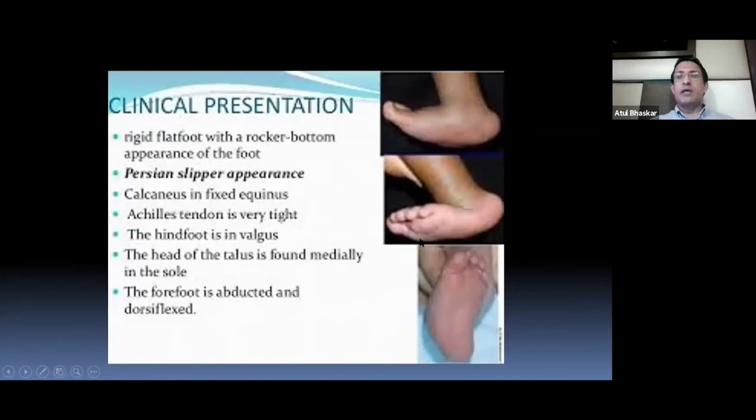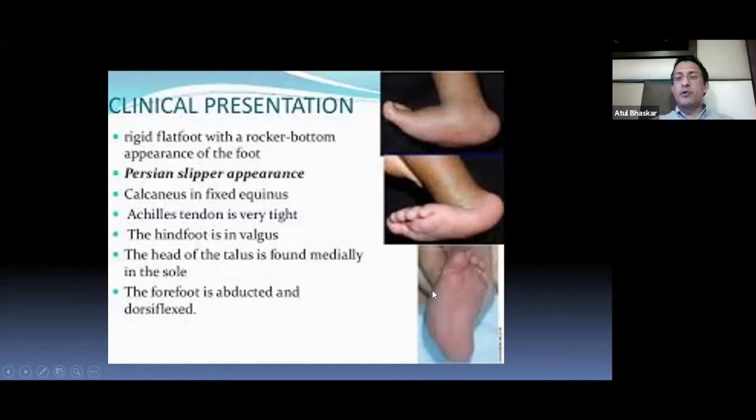Then on palpation, you look at the bony prominences. Typically you'll see that the calcaneus is in equinus, the tendo Achilles is very, very tight. The hindfoot will be in valgus. The head of the talus is found medially, so it is found here, whereas in clubfoot it is found laterally. And you can see from the AP view that the foot is pointing laterally, so it's an abducted forefoot with medial prominence, and the lateral border is concave. So this will tell us that this is a planovalgus foot.